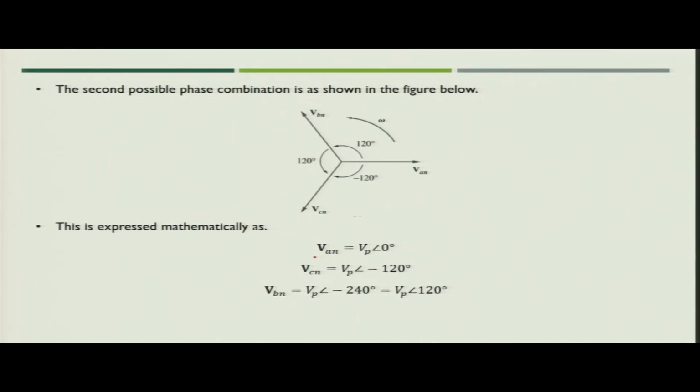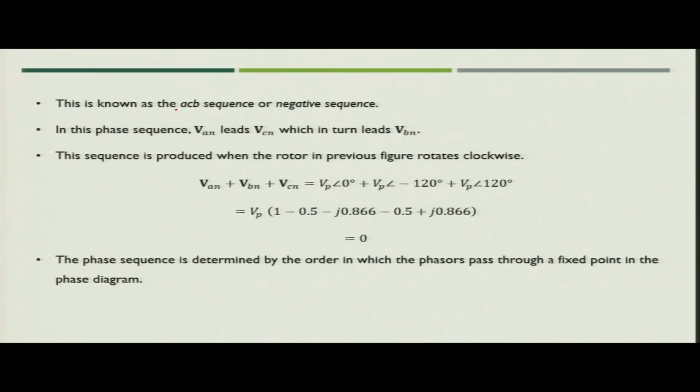In that case, what can you write? You can write VAN is VP angle 0. We consider A as the reference, then VCN is VP angle minus 120 degrees and VBN is VP angle minus 240 degrees, or VP angle 120 degrees. Now the sequence is the ACB sequence, or you generally call it the negative sequence. In this case VAN leads VCN and VCN leads VBN by 120 degrees. This sequence is produced when the rotor is rotating in the clockwise direction.